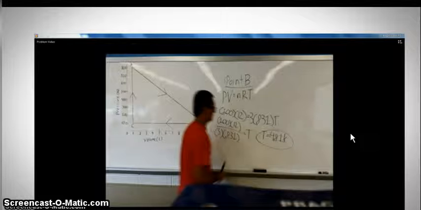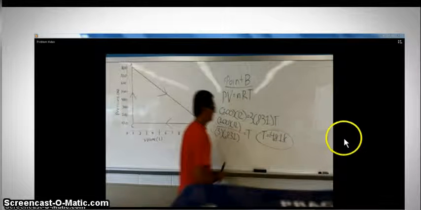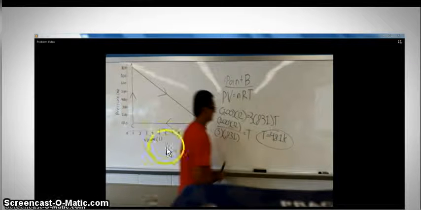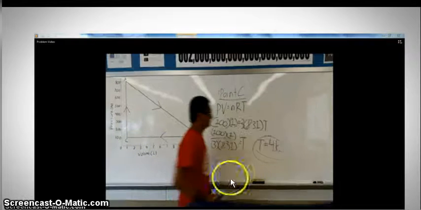For point B, it is just the same as point A with different numbers. Pressure is 100 pascals, volume is 12 liters, moles are 3, and R is 8.31. Set up the equation to solve for T again, and let the calculator work. And the temperature is 48.1 Kelvin.